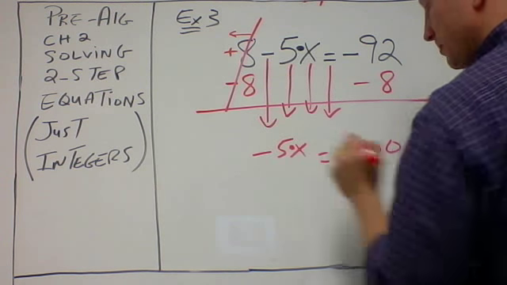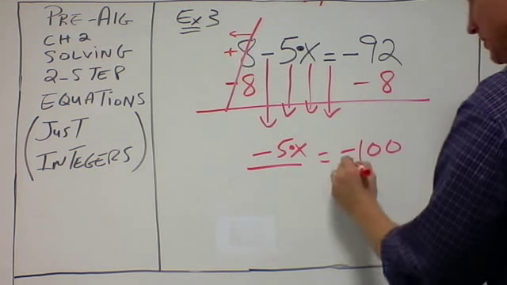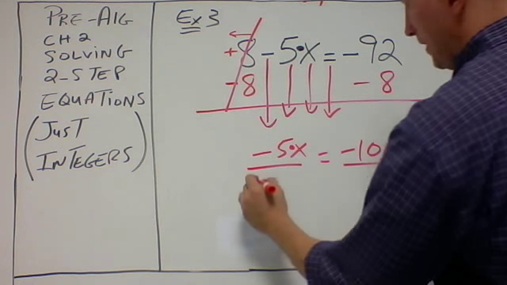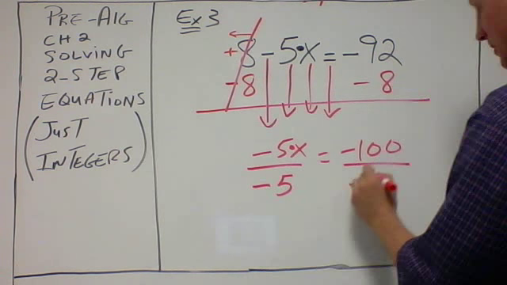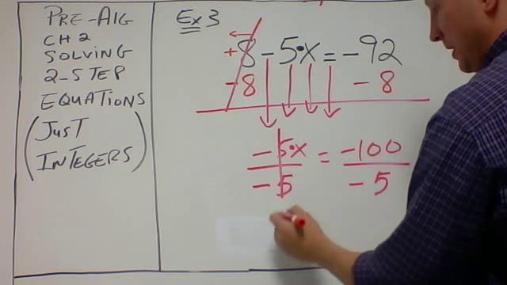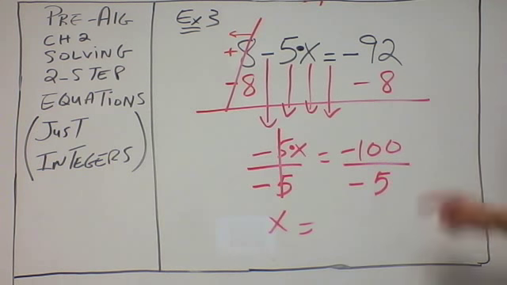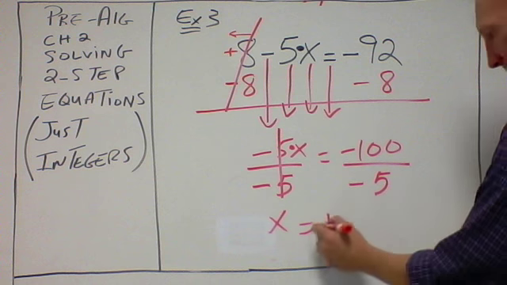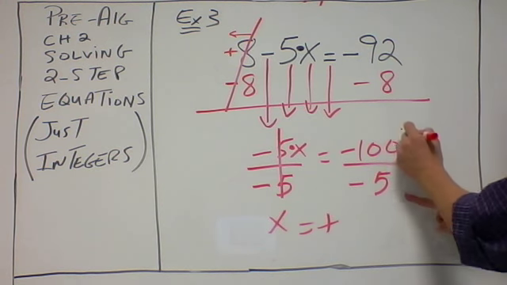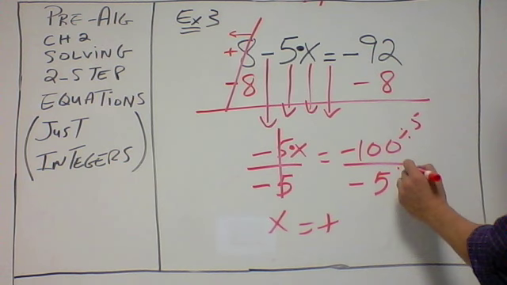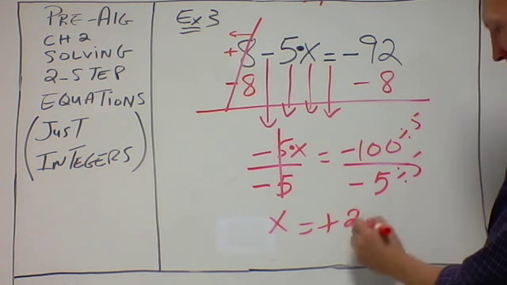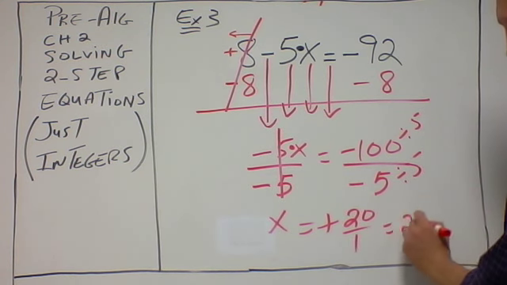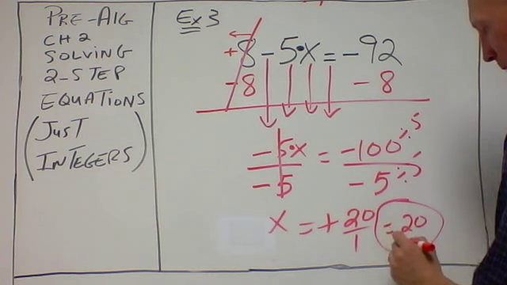I know that I'm multiplying here. The inverse is division. And whenever I divide, it's the same sign. So x finally equals, negative divided by negative is a positive. This divided by this, they're both divisible by 5. So I get 20 over 1, which is just 20.